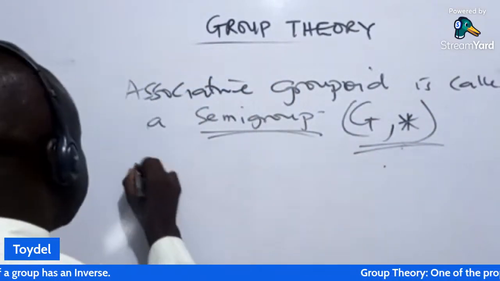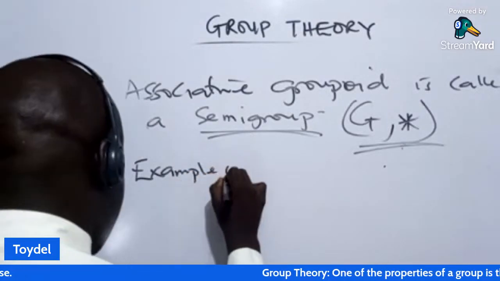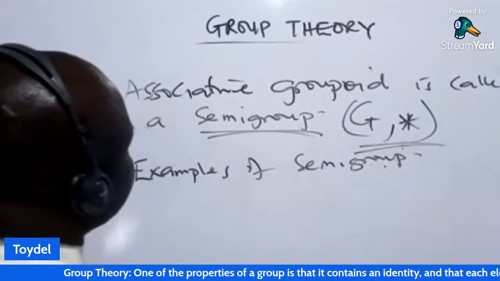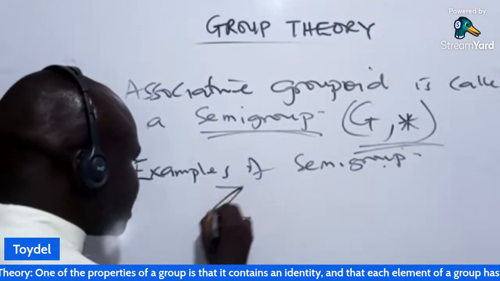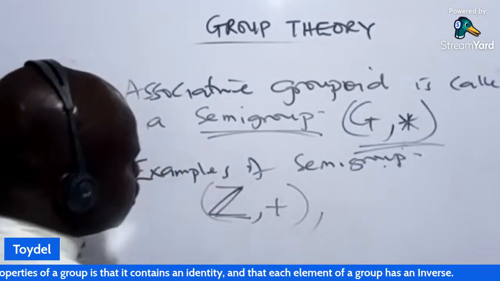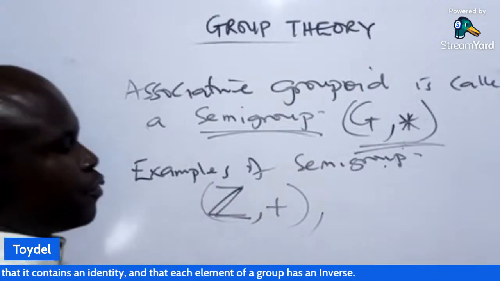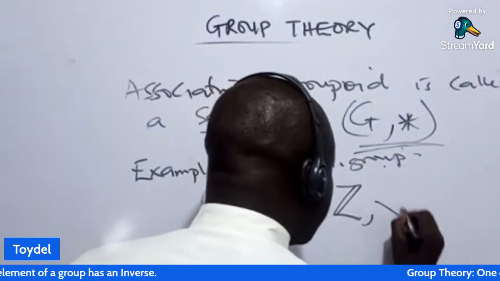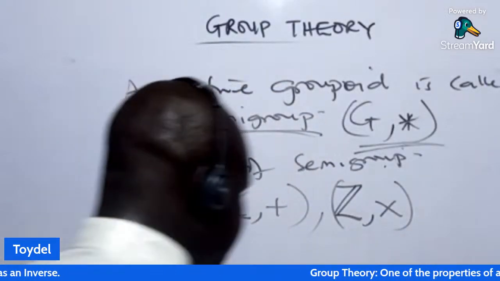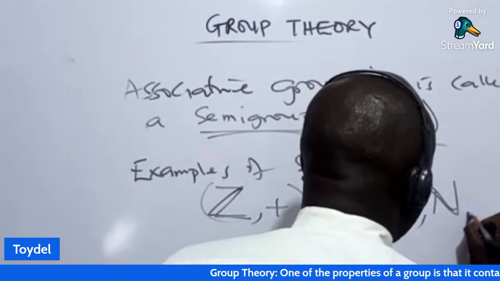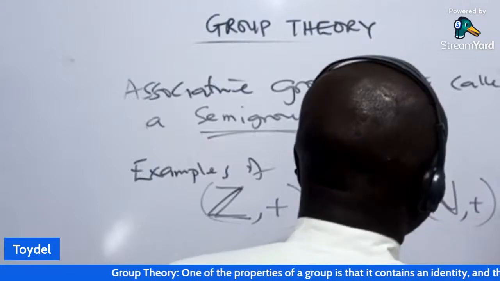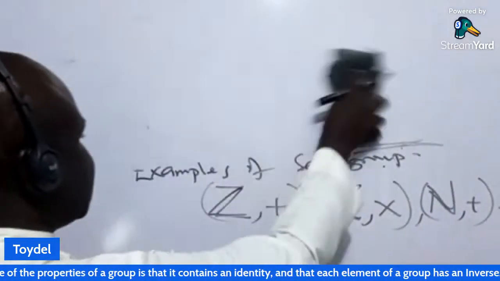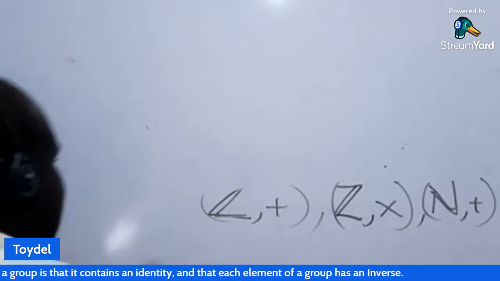So let's see examples of a semigroup. Integers under addition is a semigroup. That is an example. Integers under multiplication is also a semigroup. Then natural numbers under addition is also a semigroup, etc. So we can have so many examples of semigroups. Let's check the first one, integers under addition.